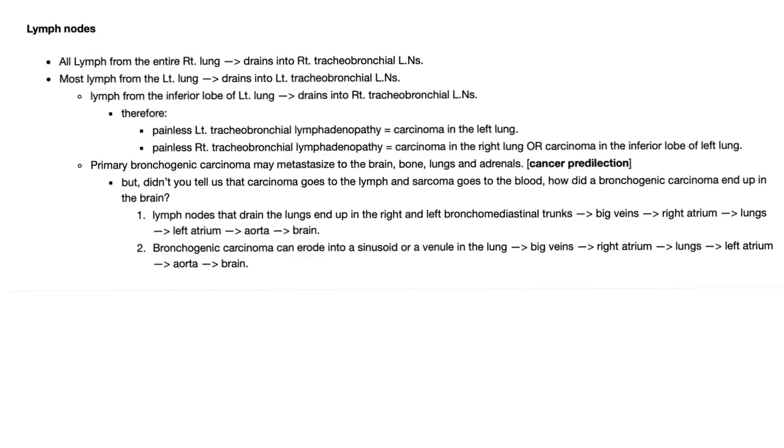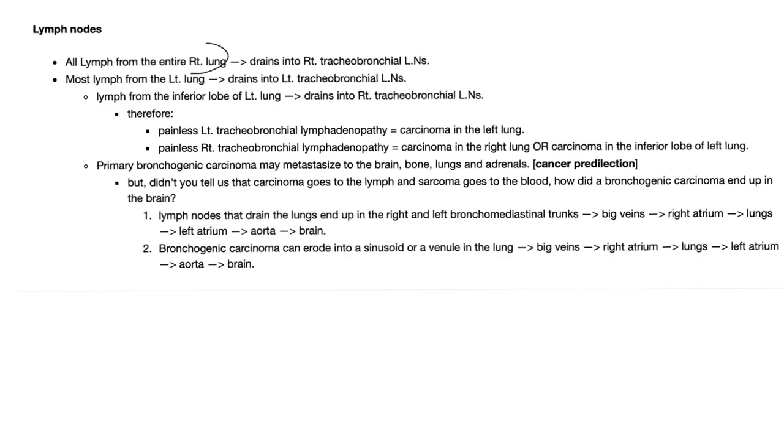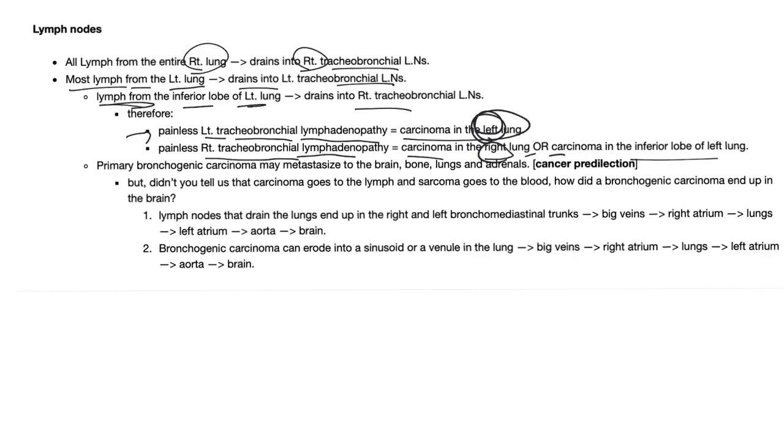Lymph node. All of the lymph drainage from the right lung goes towards the right tracheobronchial lymph node. Most of the lymph from the left lung goes to the left nodes, and then some from the inferior part of the left lung goes to the right tracheobronchial lymph node. Translation: if you have painless left tracheobronchial lymphadenopathy, this is carcinoma of the left lung. If it's in the right tracheobronchial lymphadenopathy, it's a carcinoma in the right lung or in the inferior lobe of the left lung.